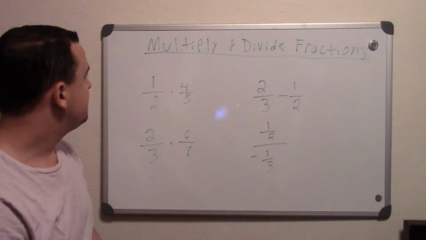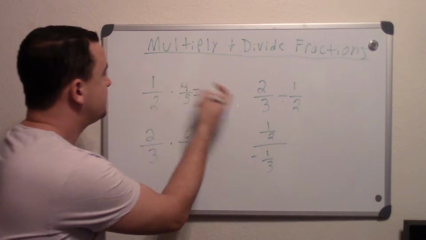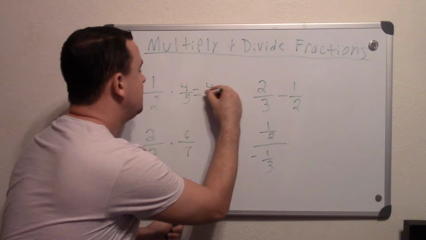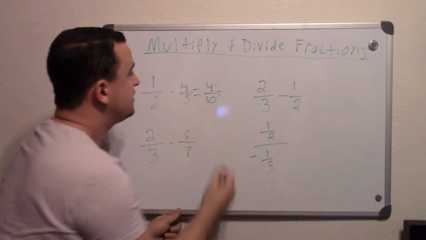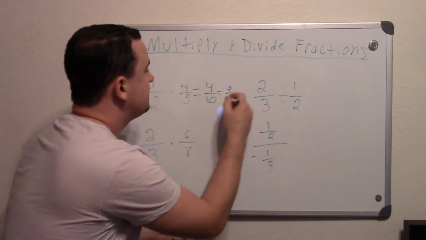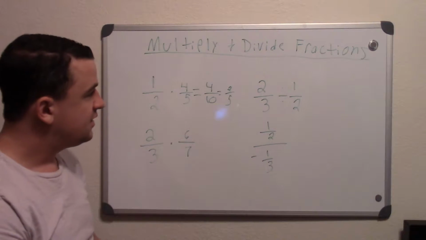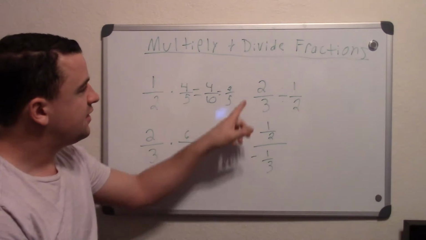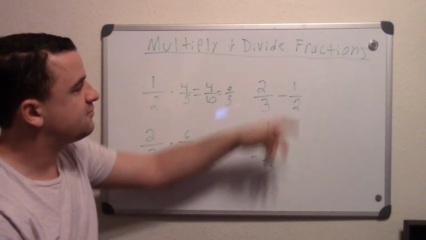So for the first one, it's pretty easy and simple. You just multiply across. So 4 times 1 is 4. And then 5 times 2 is 10. And you can even reduce that. 2 goes into 4 twice. It goes into 10 5 times. And it's 2/5.